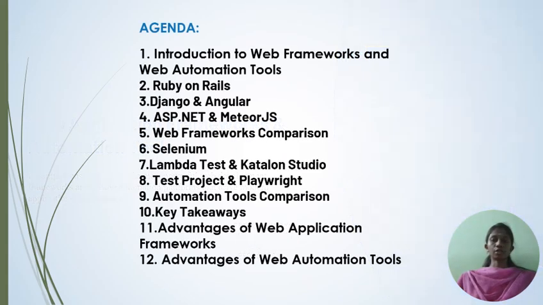Agenda: Introduction to web frameworks and web automation tools, Ruby on Rails, Django and Angular, ASP.NET, and Meteor.js. Web framework comparison, Selenium, LambdaTest and Katalon Studio, TestProject and Playwright. Automation tool comparison. Key takeaways: advantages of web application frameworks, advantages of automation tools.